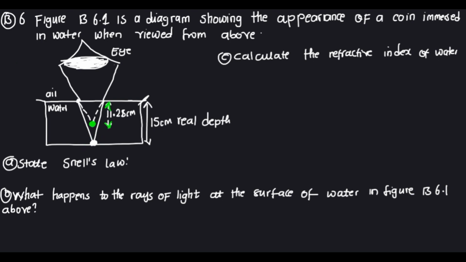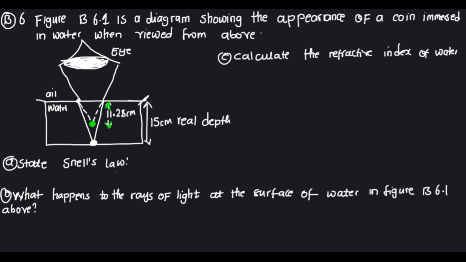Now let's look at the first question here. The first question will have state Snell's law. So there are two ways in which we can state the Snell's law. The first one, I will just say this. So you can state that the incident ray, the refracted ray and the normal ray at the point of incidence all lie in the same plane. Then the other one that you can use is the ratio of the sine of the angle of incidence to the sine of the angle of refraction is always constant.